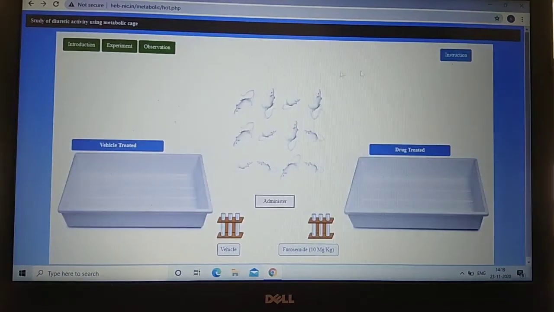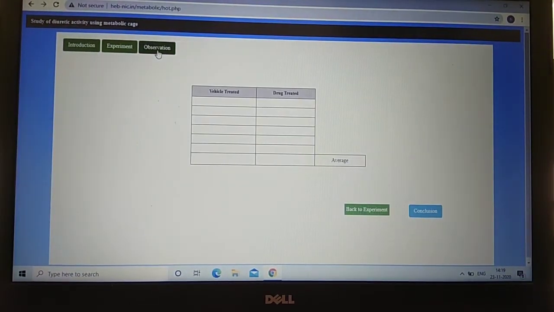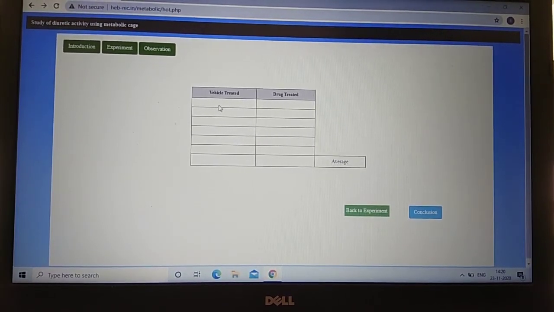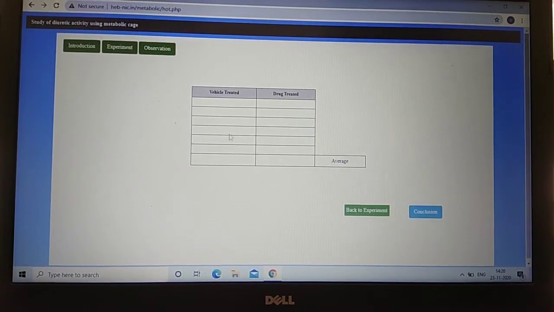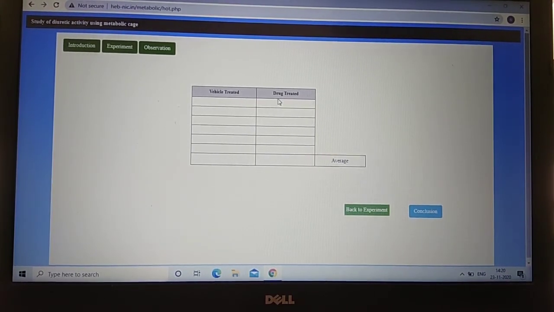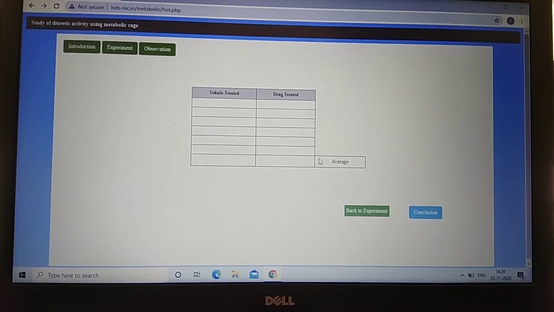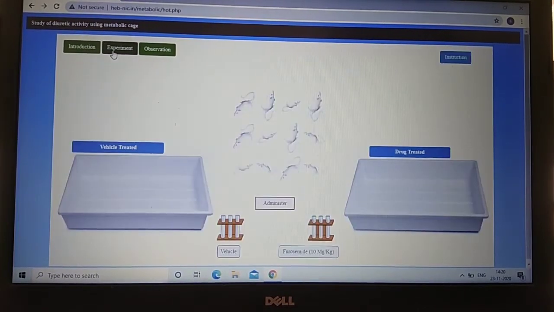So you can see in the observation what we need to mention here. After treating both the group animals with vehicle and drug, after 5 hours, the quantity of urine output in vehicle treated and the quantity of urine output in drug treated, we need to mention in each column, and we need to take an average. Both averages we need to compare. So we'll do the experiment.